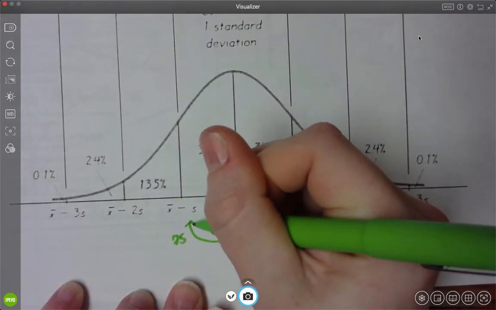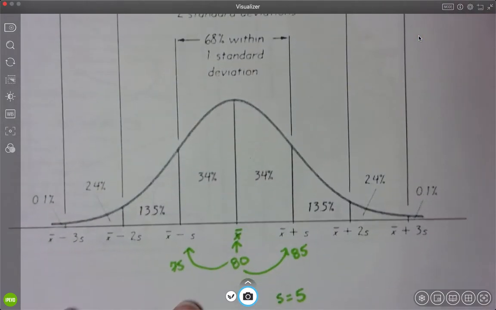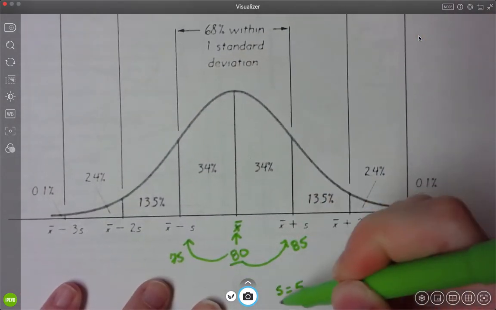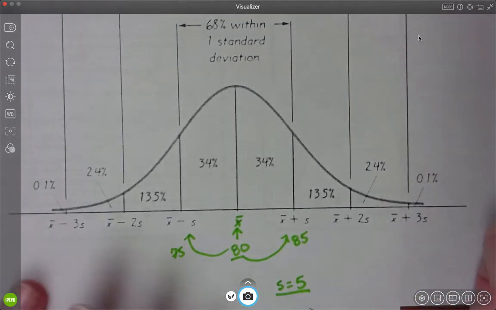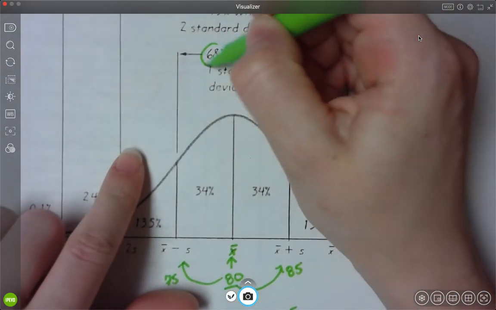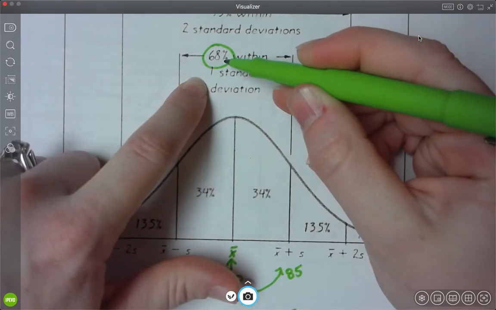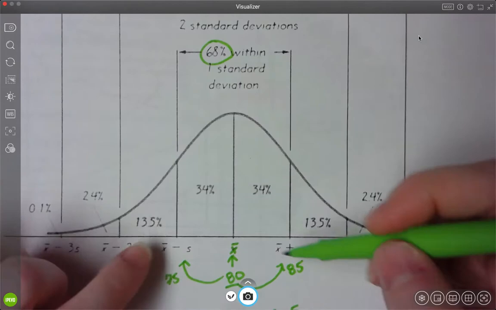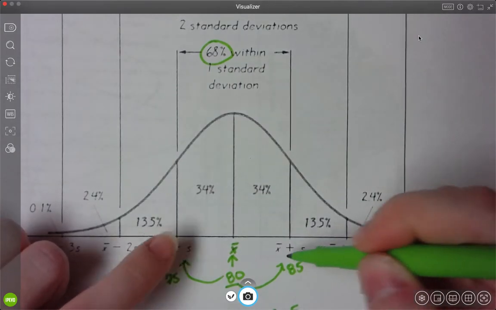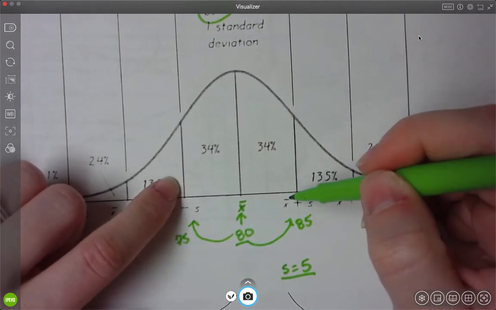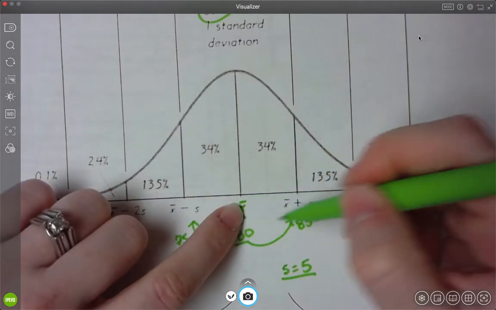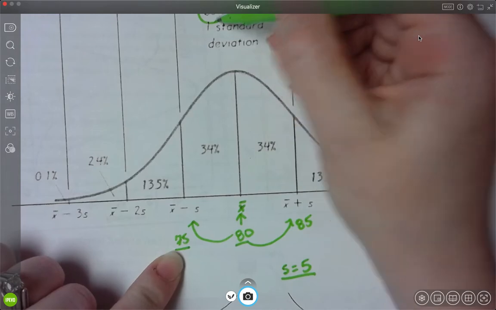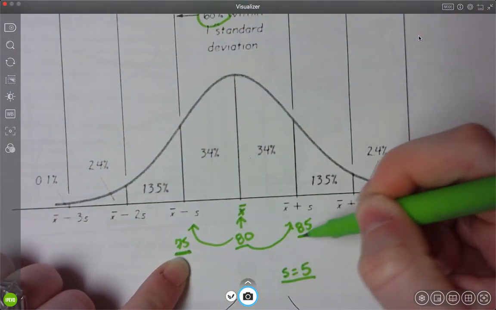Okay, now the empirical rule says, this is some guy that came up with this rule, that according to the average and according to the standard deviation, just about 68% of your data, or 68% of the people who took that test, will have scores that are 5 units, or 1 standard deviation, on either side of your average. So if our standard deviation is 5, that means that 68% of my people scored between a 75 and an 85.